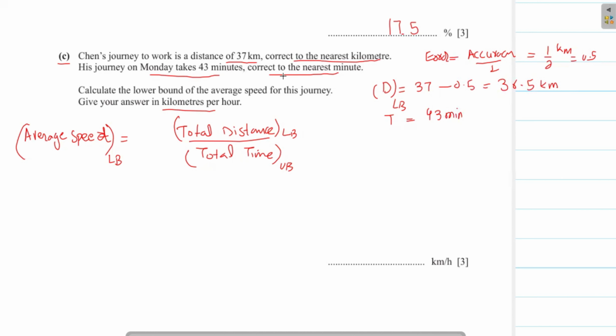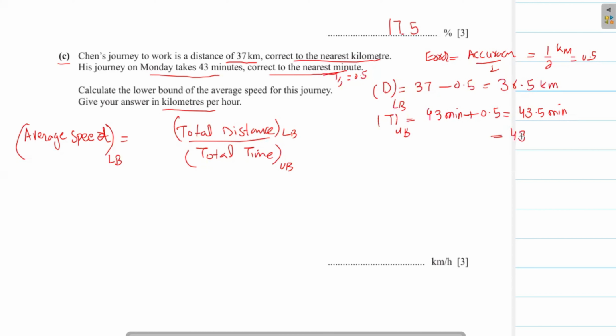And this accuracy here is nearest minute is 1 minute. Therefore, error will be equal to 1 over 2. This is 0.5 minutes. Therefore, the upper bound value of time will be equal to 43 plus 0.5, and this will be equal to 43.5 minutes. We convert into hours because we have to calculate the average speed in kilometer per hour.